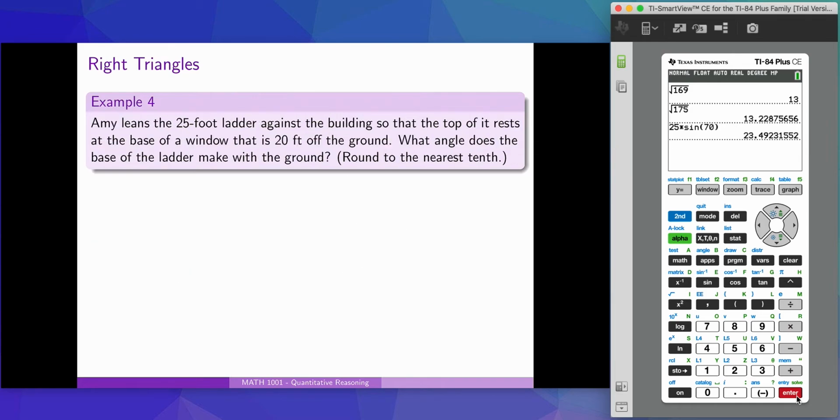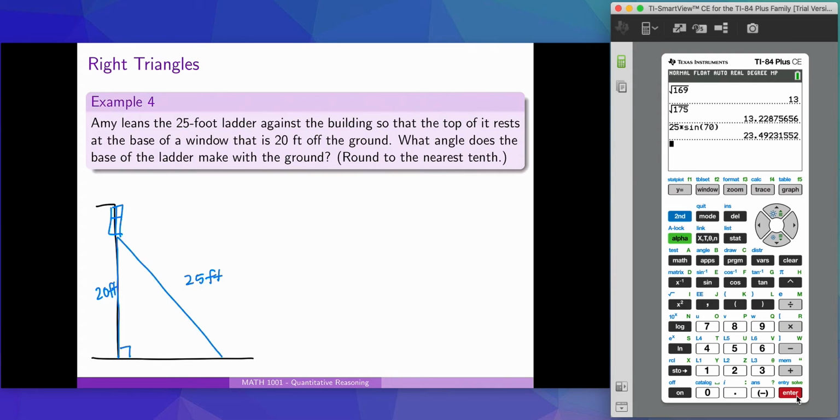All right, so let's do another one. So now Amy is doing the same thing. She's going to lean a 25-foot ladder against the building as well. So here's her 25-foot ladder leaning against the building. And it's at the base of a window. So here's some window up here that is 20 feet off the ground. So this distance is 20 feet. And we've got a right angle here.